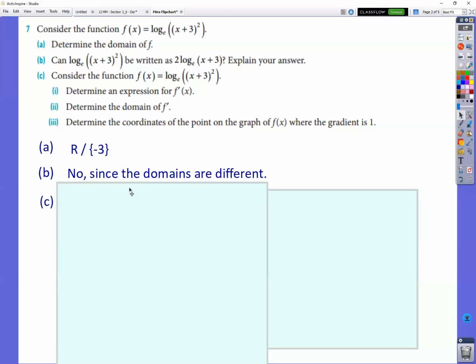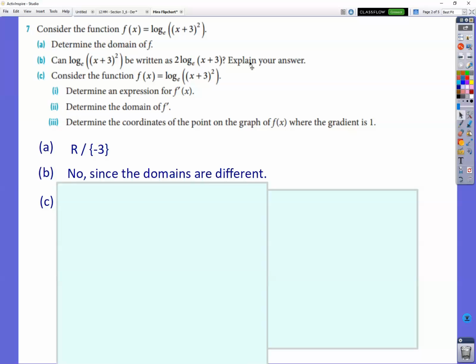So if the domains change when you do a log law in this case, then you can't say that the two functions are the same. So if you're finding the log of that, you can't do that first unless you also put in what the change of the domain is. So why does this function have a different domain to that one? Because in the second one, you're not squaring it. Exactly. So give me an example of a number that is in the domain for the first function, but not in the domain for the second function.